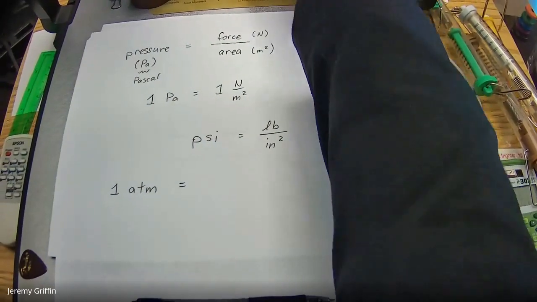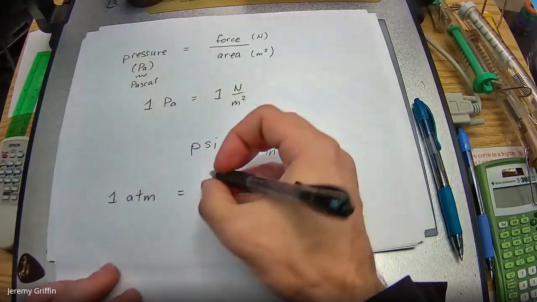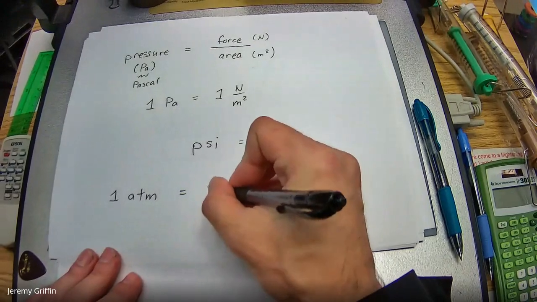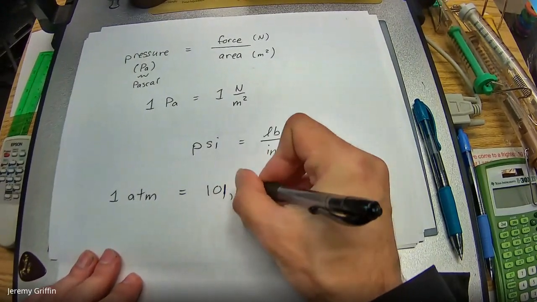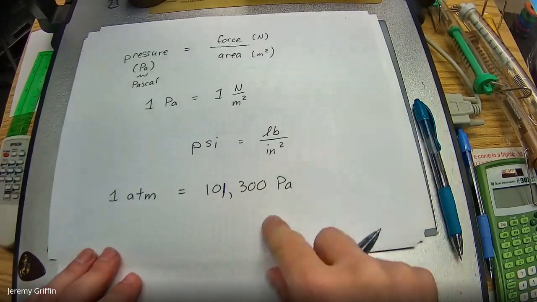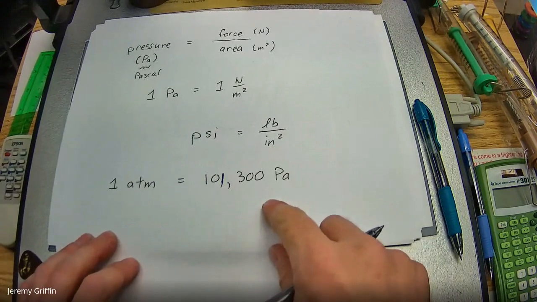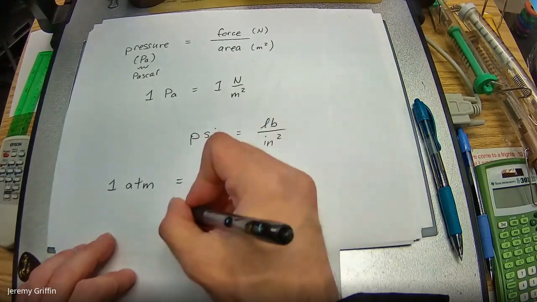Now, I wonder how much atmospheric pressure there is that's pushing on us right now. How many of those are there? Well, it's actually 101,000 pascals. Pretty crazy, isn't it? Do you guys know what that is in PSI?